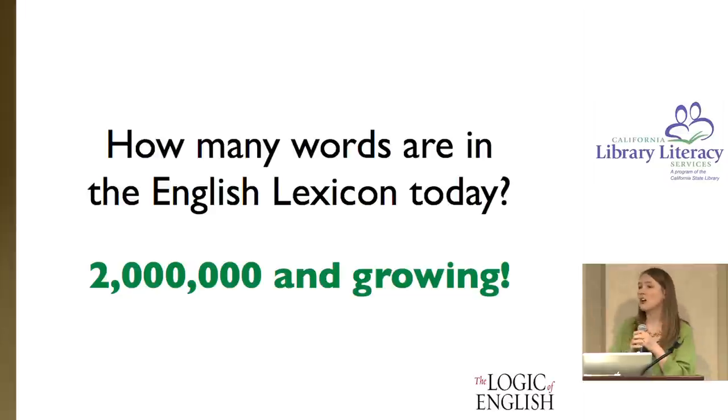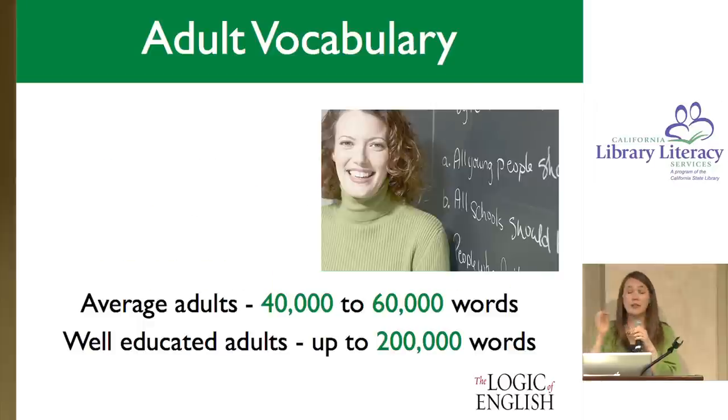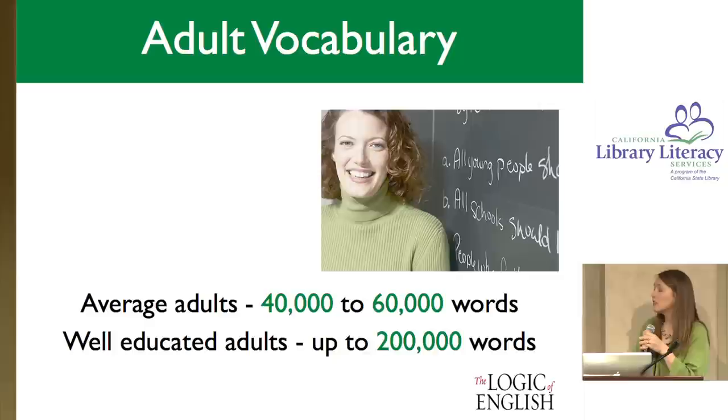By the way, these numbers are hard to count, because do you count a plural as a different word from a singular? So there's a lot of room in these numbers. But the point being, English is a very, very large language. The average adult knows between 40 and 60,000 words. You would want them to be able to read all those words that they can speak. A well-educated adult knows up to 200,000 words.